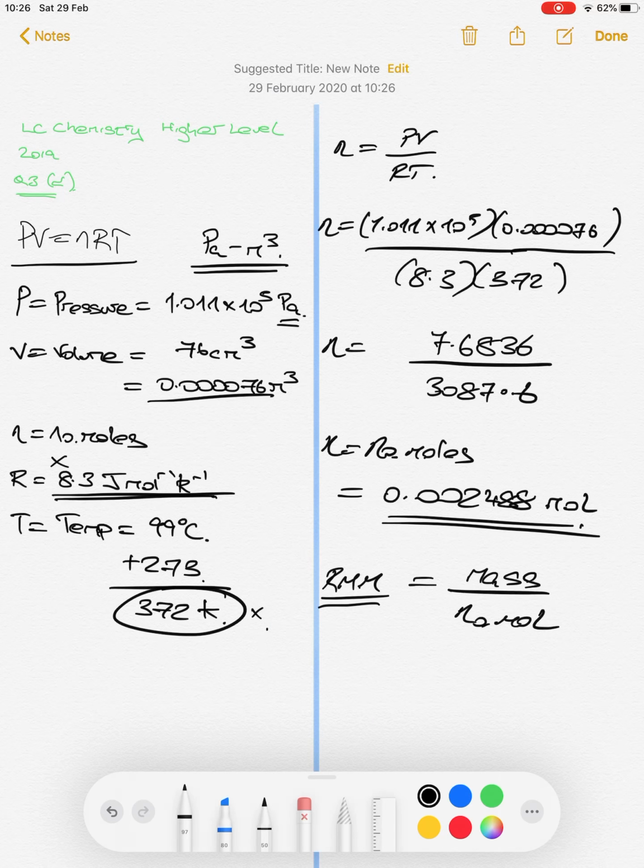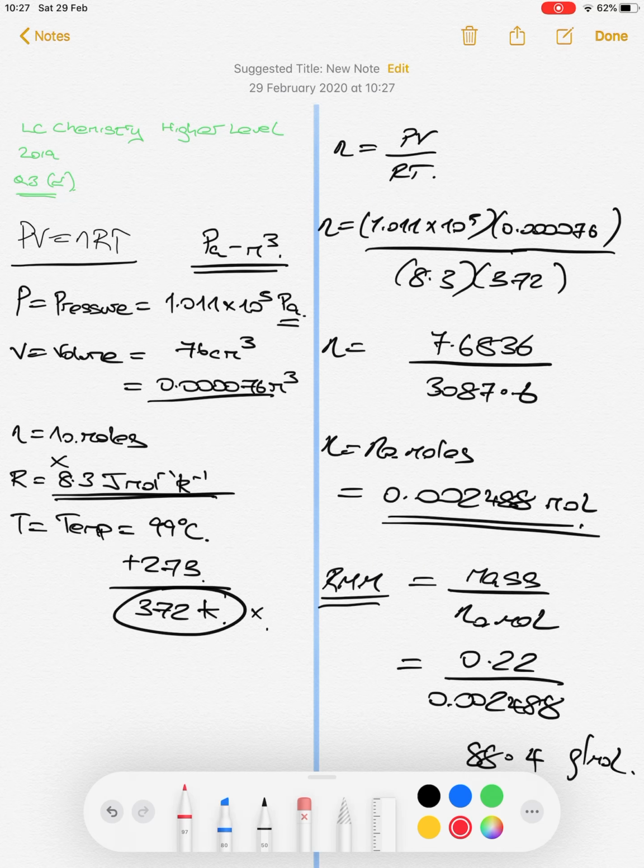That's my simple formula. The mass is given in the question. This is the mass of the liquid which was evaporated, which was found, and it's 0.22. And we divide by 0.002488. I'll get a unit in grams per mole here, which is the unit of relative molecular mass. So when I do that, I get 0.22 divided by 0.002488, and I end up with 88.4 grams per mole as my relative molecular mass.